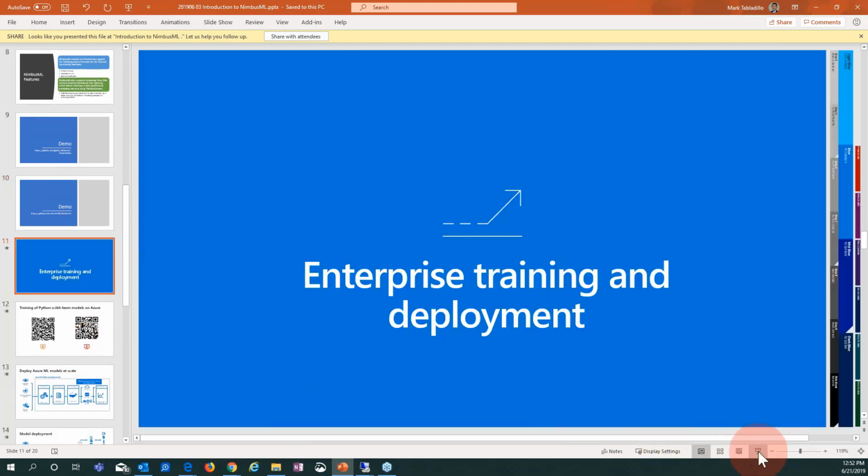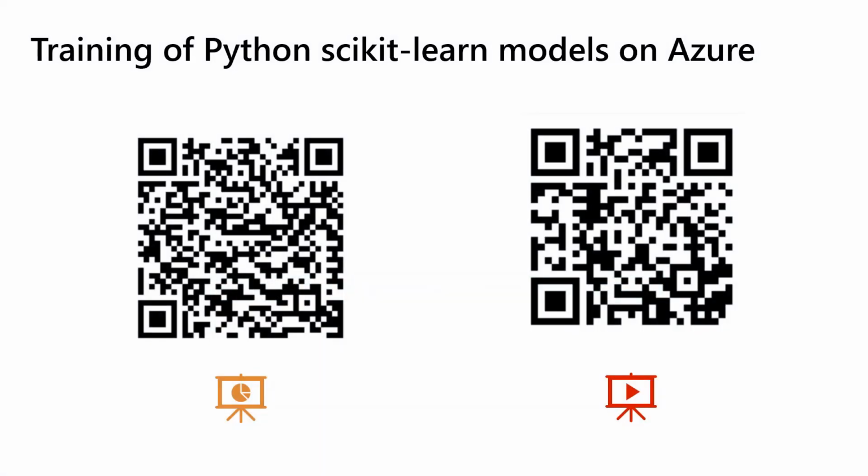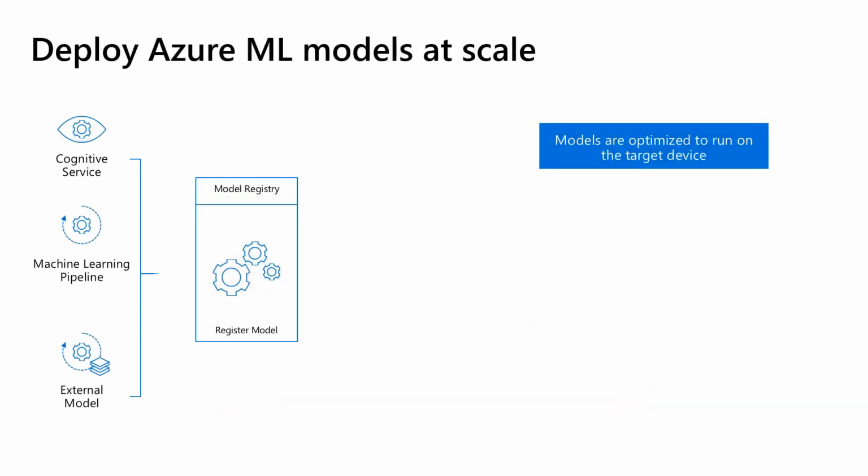Now, let me go to this slide because I'm going to suggest some other ideas here as we're wrapping up. Enterprise training and deployment. I gave a presentation about training Python scikit-learn models on Azure. This was using multiple machines, and I think it was like 100 runs. I did it as a series, and for this virtual group, the left QR code is the slide deck. The right QR code is the video. So if you want to see how to do that with Azure ML service, take a Python model and train it on many machines, that's what that is. And it works using containers.